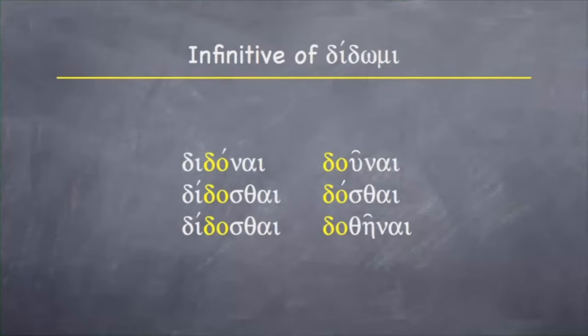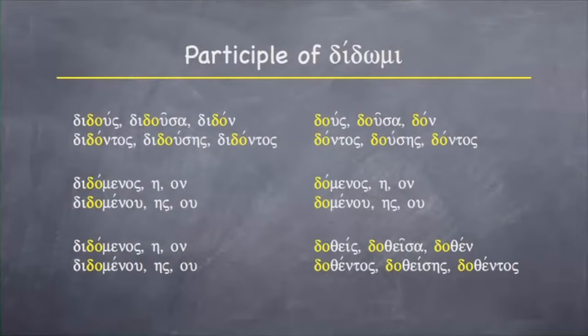Switch over to the infinitive. Again, same regularity. Didonai in the present active. Didosthai, present middle. Didosthai, present passive. And then in the aorist, it's dounai, dosthai, dothenai. There's a contraction going on in dounai you may want to notice. But other than that, the paradigm is wonderfully, blissfully regular. See, mi verbs, instead of being so hard, are actually very, very easy to know. But then there's always the participle.